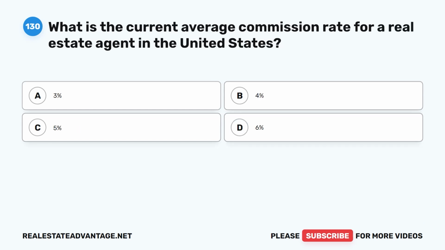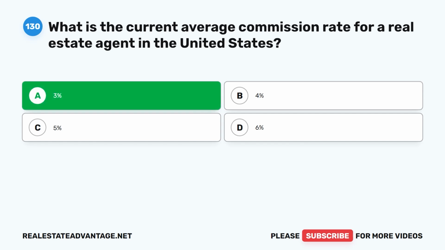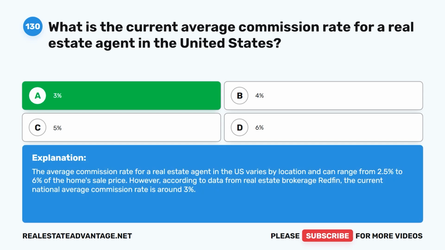Question 130. What is the current average commission rate for a real estate agent in the United States? A. 3%, B. 4%, C. 5%, D. 6%. The correct answer is A. 3%. The average commission rate for a real estate agent in the U.S. varies by location and can range from 2.5% to 6% of the home's sale price. However, according to data from real estate brokerage Redfin, the current national average commission rate is around 3%.